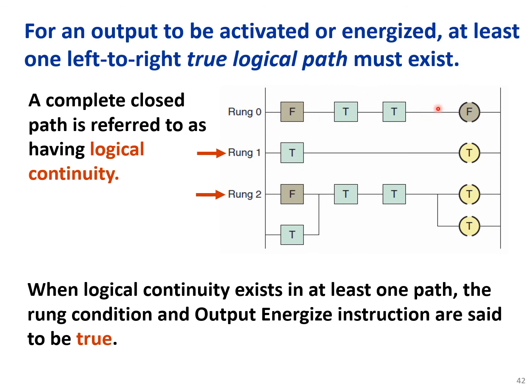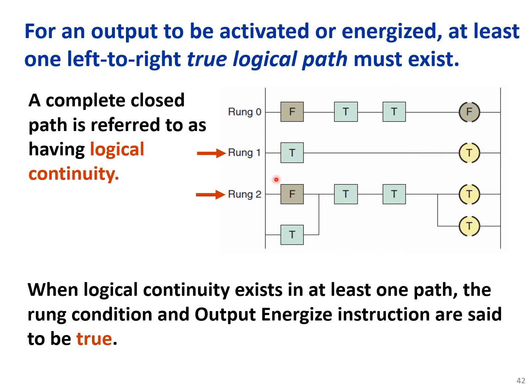So logical continuity doesn't hold here. The path is not true and the output is false. But on the other hand, in the next rung, the logical path is true. We have logical continuity and the output is true. When logical continuity exists in at least one path, the rung condition and output energize instruction are said to be true. So you see, at least in one of them, which is rung one, the logical continuity exists and the output is true.